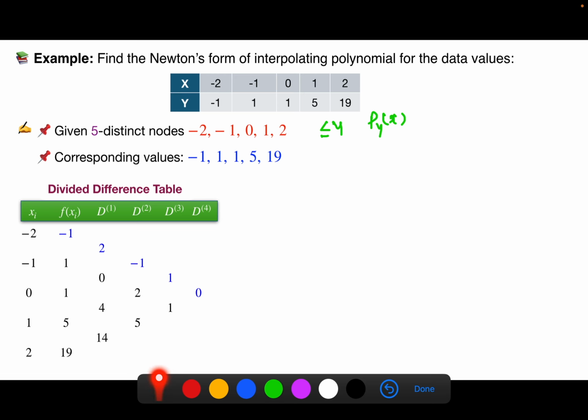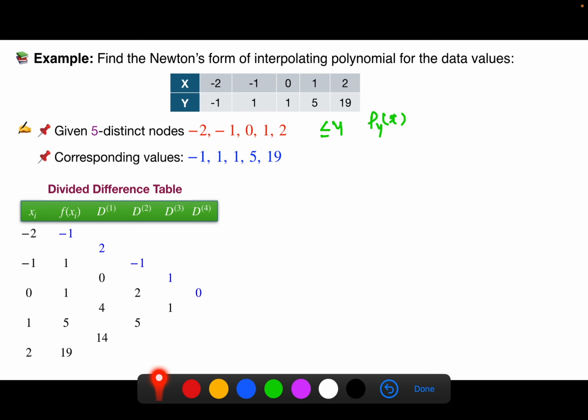First we construct the divided difference table. In the table, this is the first column for nodes, and the second column for function values. Now we compute the first order divided differences. So 2 is calculated as (1 minus -1) divided by (-1 minus -2). So these are the first order divided differences. These are the second order divided differences. These are the third order divided differences, and this is the fourth order divided difference, which is 0.